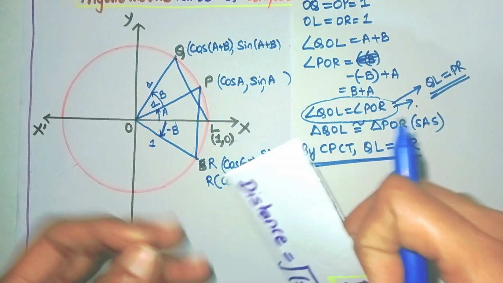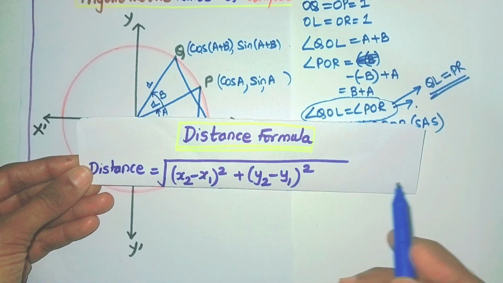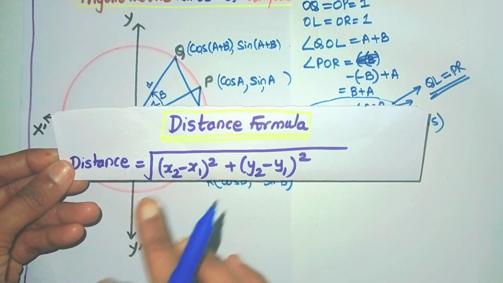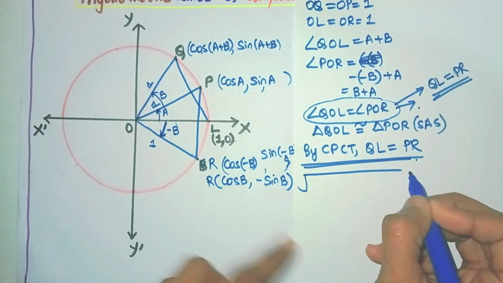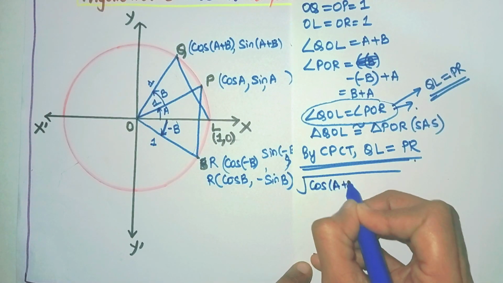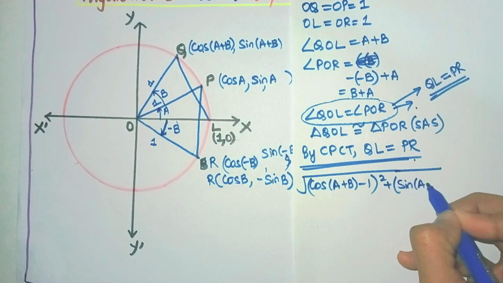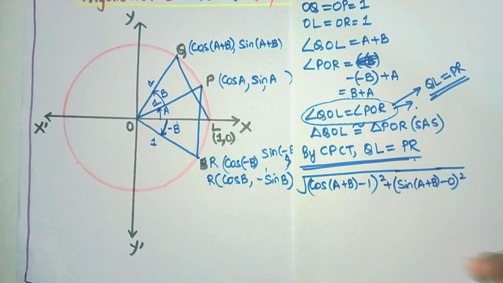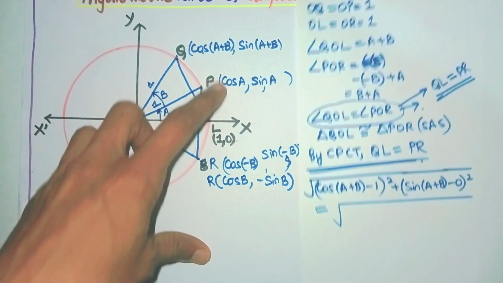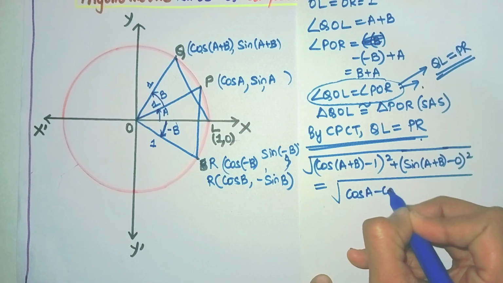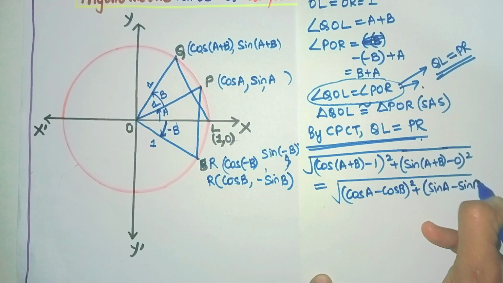Do you recall the distance formula over here? See, distance is square root of x2 minus x1 the whole square plus y2 minus y1 the whole square, where these are the coordinates. So let's substitute. So QL is going to be square root of cos of A plus B minus 1 the whole square plus sine of A plus B minus 0 the whole square. Now that is equal to PR. What is PR? Yes, cos of A minus cos B the whole square plus sin A minus sin B the whole square.